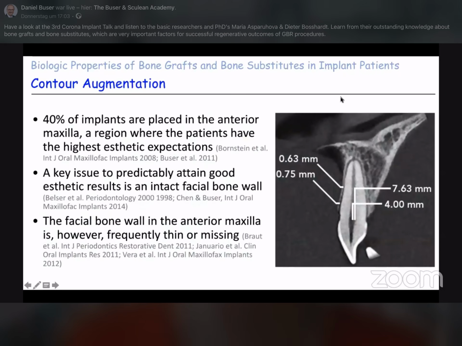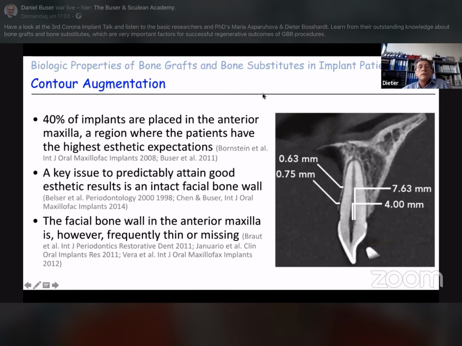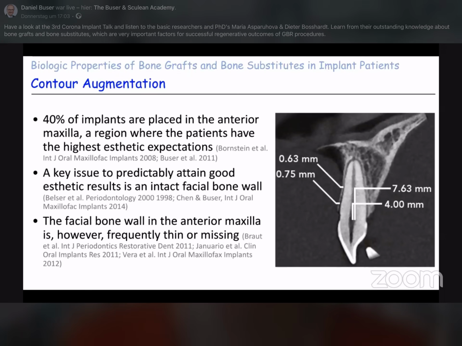I have to stop muting. You're absolutely right. You see, the term contour augmentation was established in the early 2000s. But I really have to give credit here, credit to Bob Schenk, because the concept was developed with Bob Schenk in many, many discussions with a coffee. Okay, so then probably in the future we should drink more coffee together.